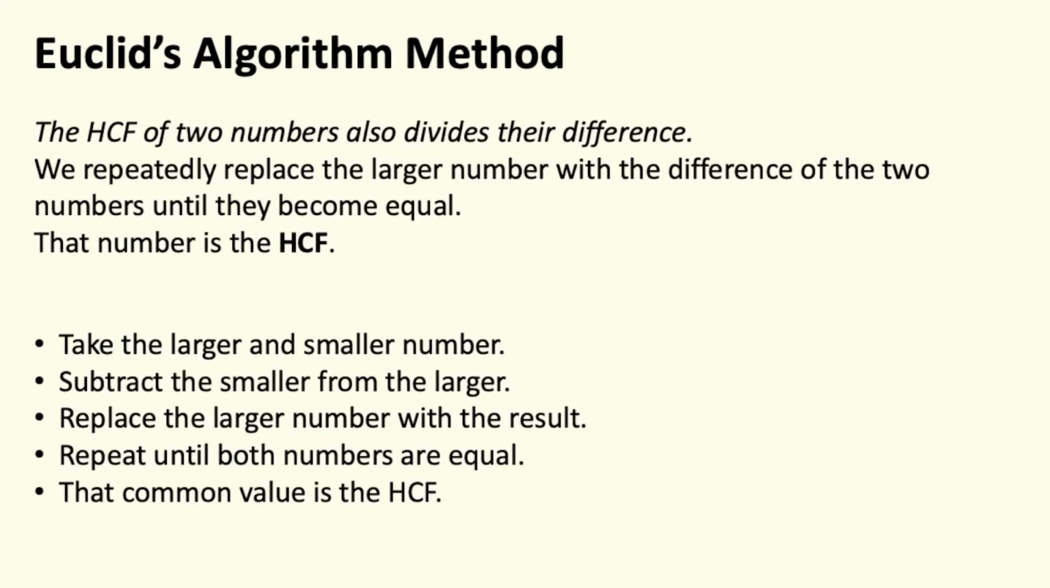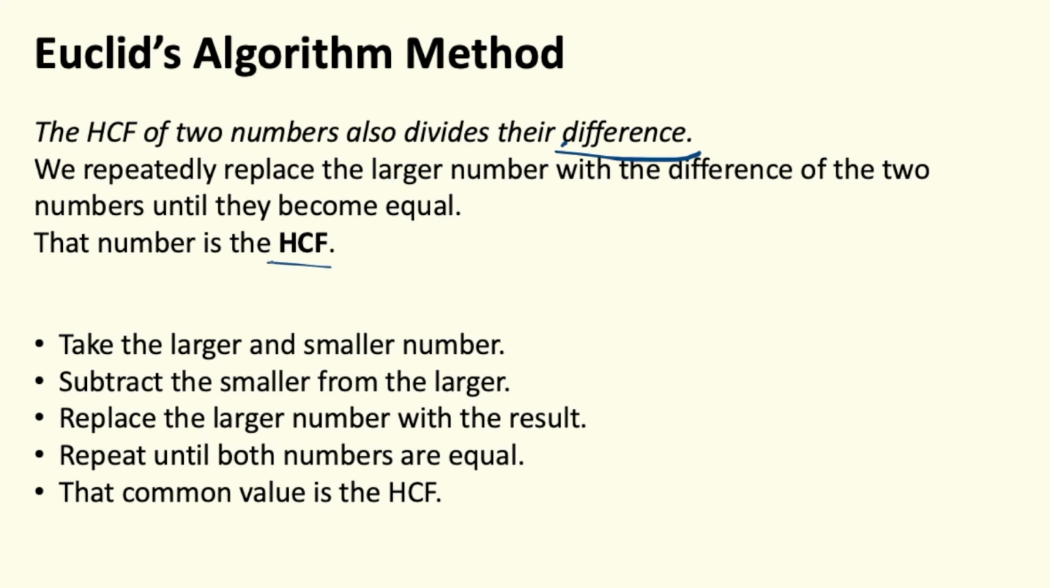Now let's discuss the Euclid's algorithm method. The HCF of two numbers also divides their difference. This forms the basis of the Euclid's algorithm method. This means that we repeatedly replace the larger number with the difference of the two numbers until they become equal. And when they become equal, that number is nothing but the HCF.